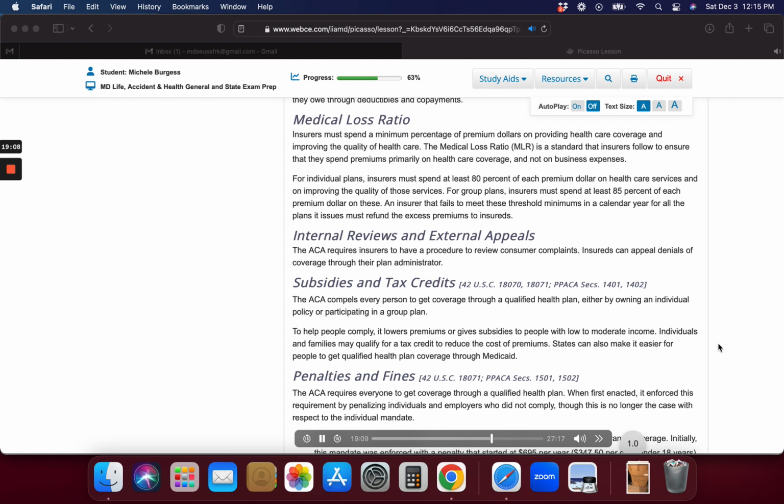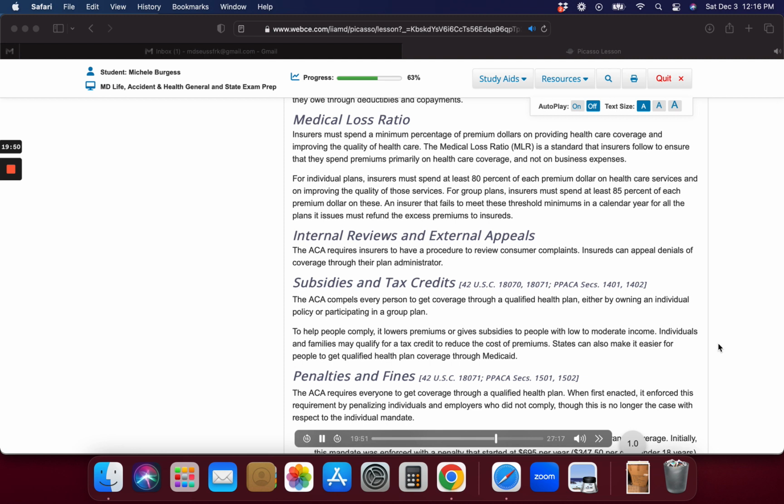Subsidies and tax credits, 42 U.S.C. 18070, 18071, PPACA sections 1401, 1402. The ACA compels every person to get coverage through a qualified health plan, either by owning an individual policy or participating in a group plan. To help people comply, it lowers premiums or gives subsidies to people with low to moderate income. Individuals and families may qualify for a tax credit to reduce the cost of premiums. States can also make it easier for people to get qualified health plan coverage through Medicaid.